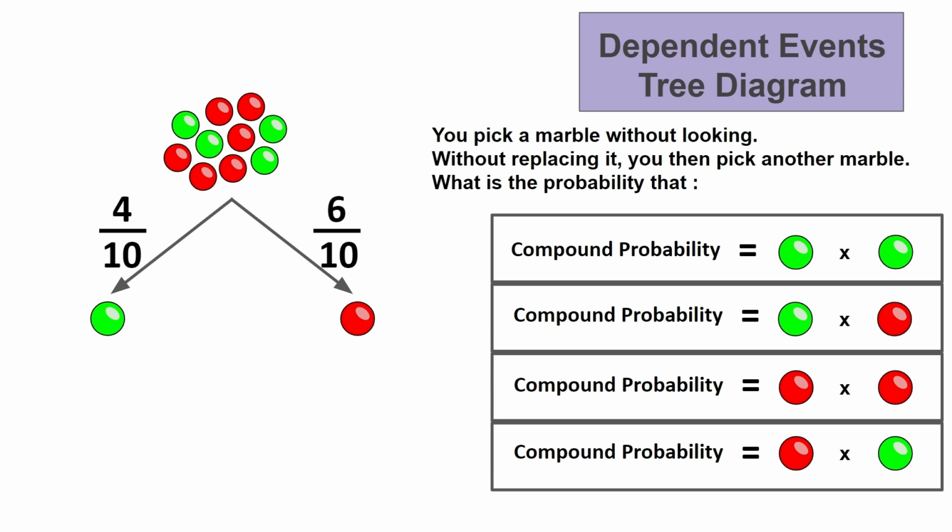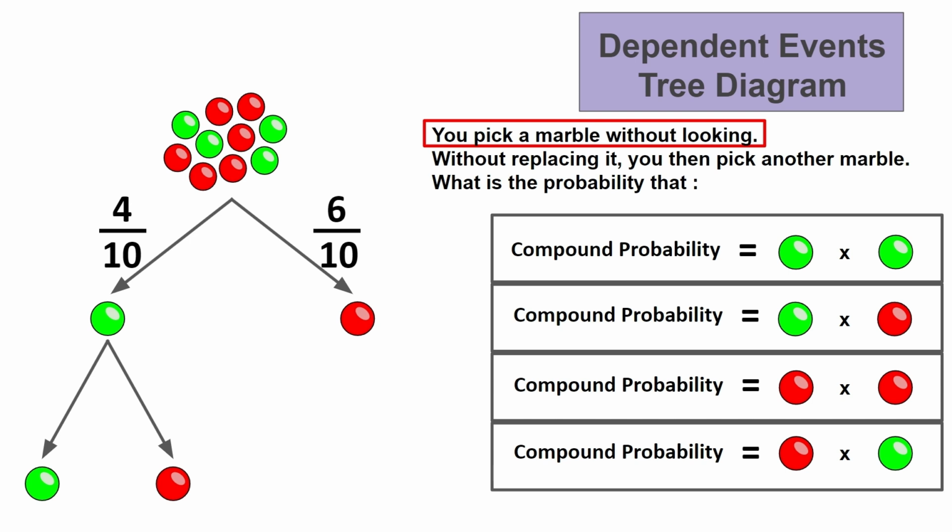So now that we've drawn the branches showing the probabilities for the first event, let's now draw branches showing the probabilities for the second event. Now, if you picked a green marble in the first event, how does this affect the probability of picking a green or red marble in the second event? Well, remember, in the first event, you pick a marble without looking, and after you pick the first marble, without replacing it, you pick another marble. And this means if you picked a green marble in the first event and you did not replace it, that the total number of possible outcomes changes.